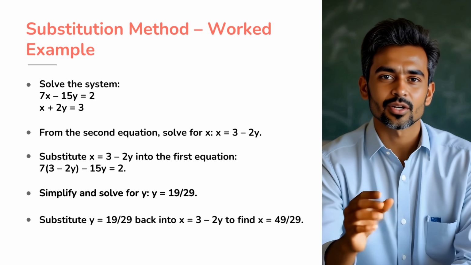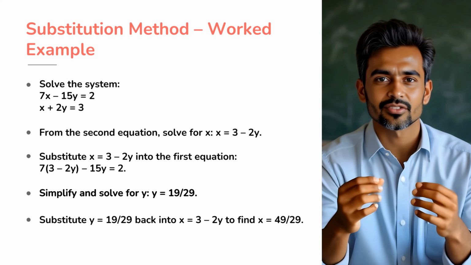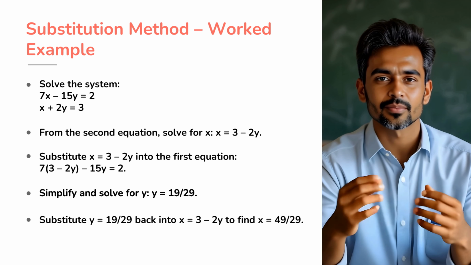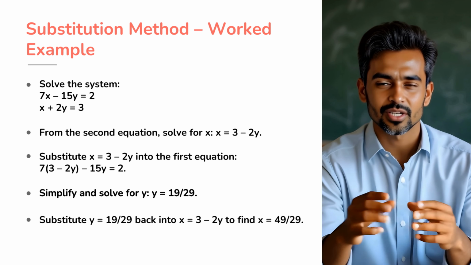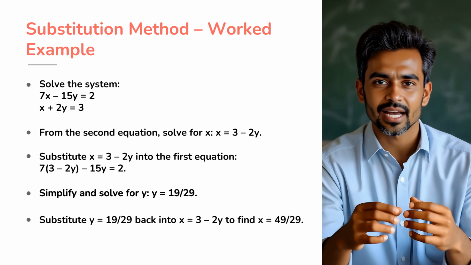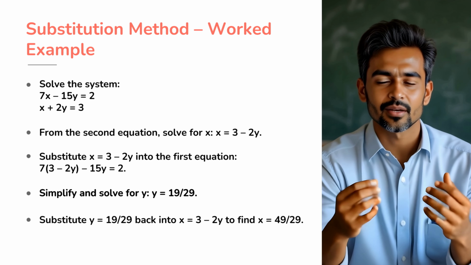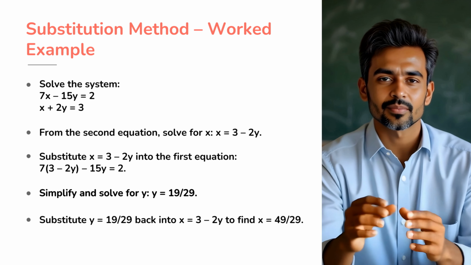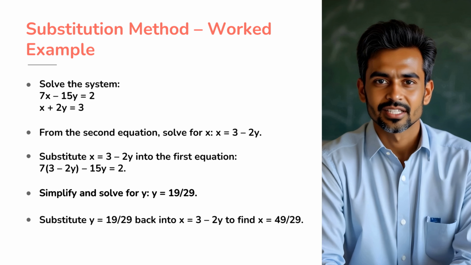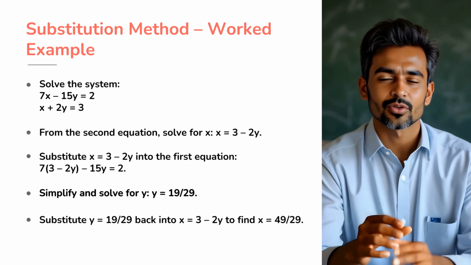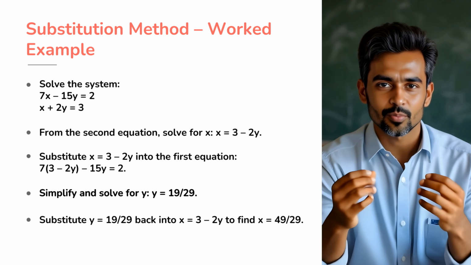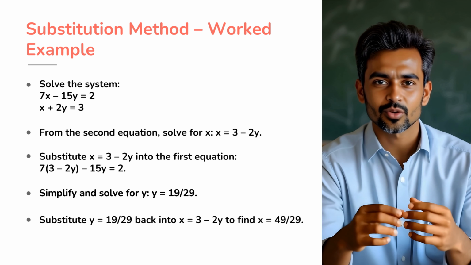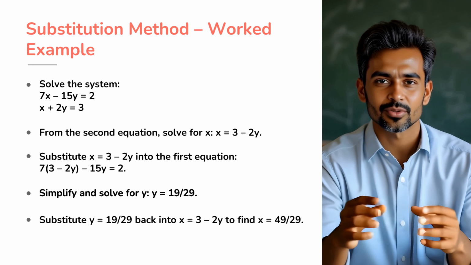Consider the system of equations 7x minus 15y equals 2 and x plus 2y equals 3. Step 1. We solve the second equation, x plus 2y equals 3, for x: x equals 3 minus 2y. Step 2. Substitute x equals 3 minus 2y into the first equation: 7(3 minus 2y) minus 15y equals 2. Step 3.